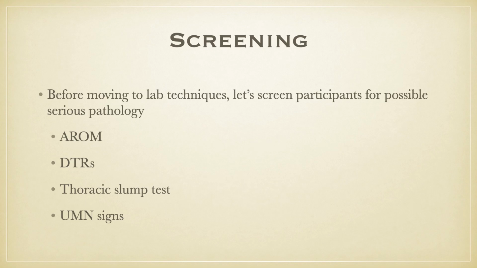So this is what we would typically advise before we move on to any lab portions of a presentation like this: hey, let's do some screening. Let's just be safe, make sure nobody's got some things that they have no idea is going on with their body. We would go through all the different stuff that we checked before: active range of motion, check some reflexes, do the thoracic slump, and see if there's any presence of upper motor neuron signs in these participants. So that's where we would take a break here and go into that. If you want to check that on yourself or a friend, go right ahead.